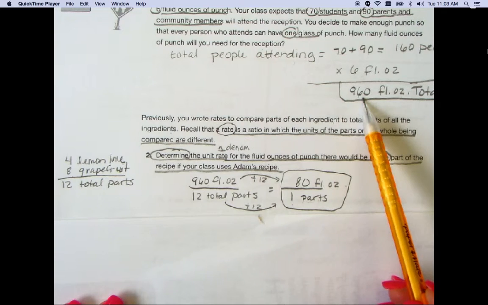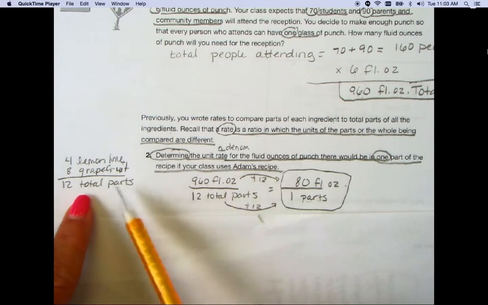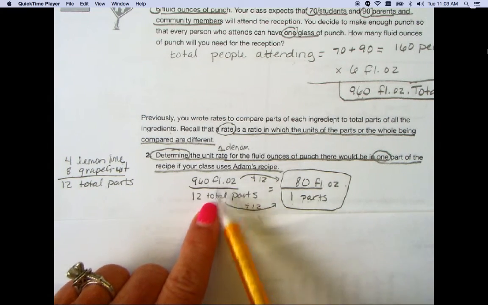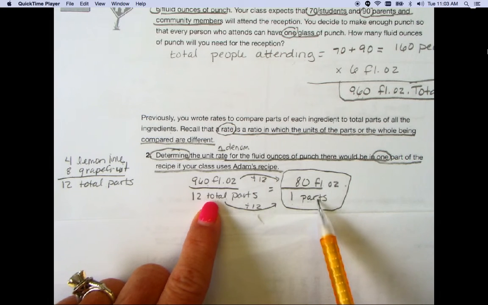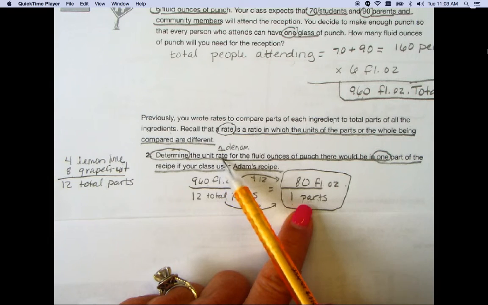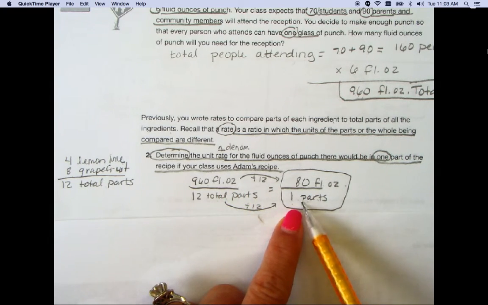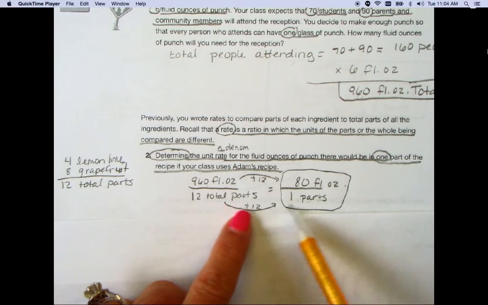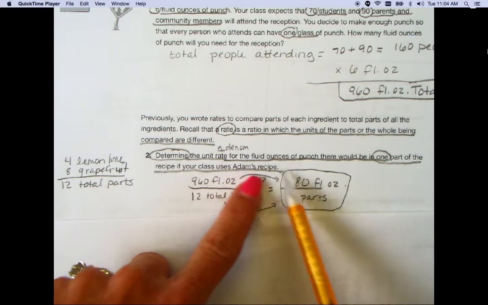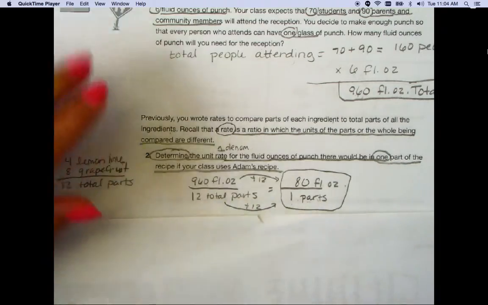So again, we just found we need 960 total fluid ounces. And there are 12 total parts in Adam's recipe. So I wrote that as a fraction. I'm bringing over my label, parts, fluid ounces. I want to know for one unit rate, so that's a 1 in the denominator, how many ounces are in one part. So if I take 12 and divide it by 12, I'm scaling down. 960 divided by 12, that's how I got 80. I'm going to be using this multiple times now.